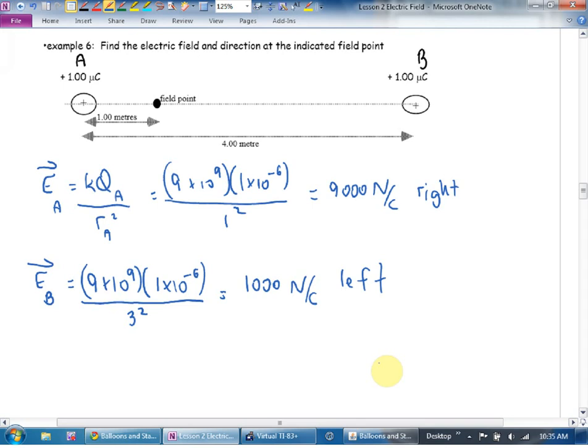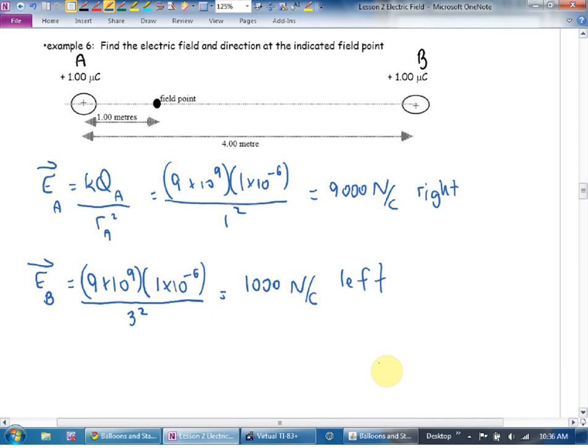You get 1,000 newtons per coulomb left. So how would I add, do you think, 9,000 right plus 1,000 left? What's the answer? What is 9,000 right plus 1,000 left? 8,000 to the right.